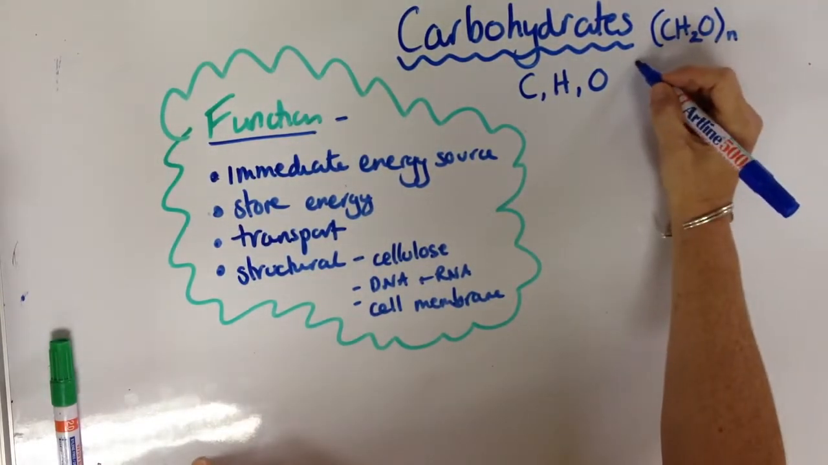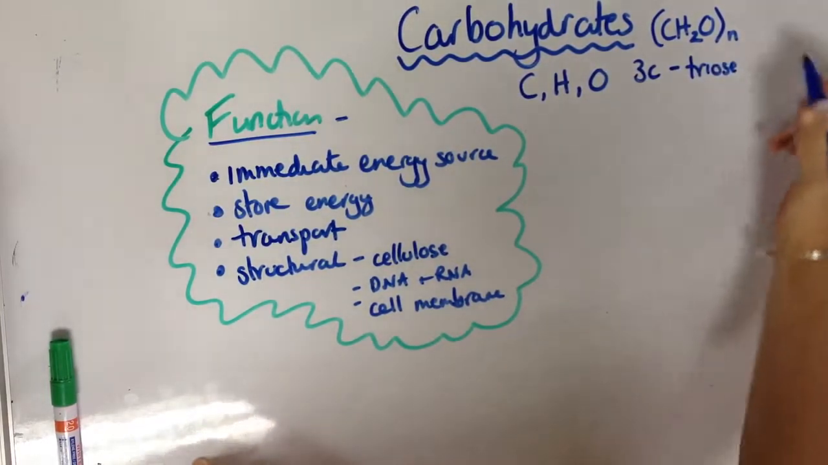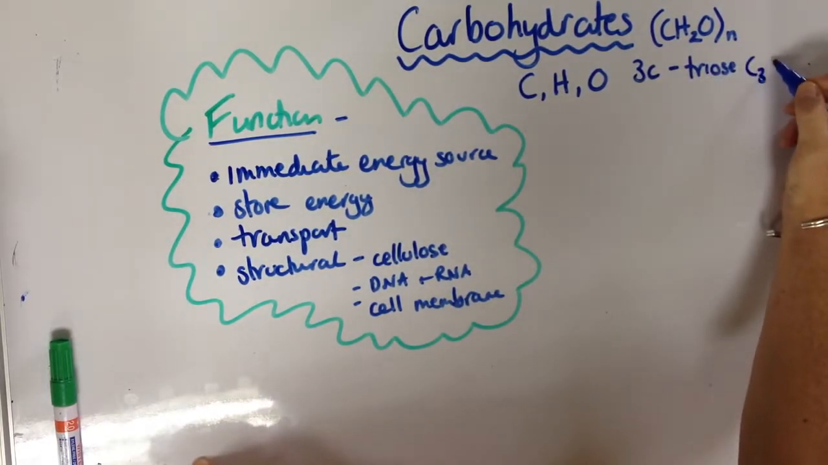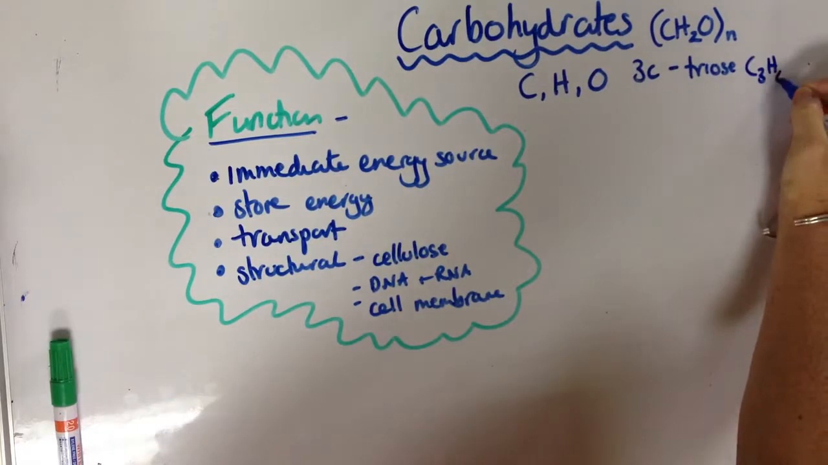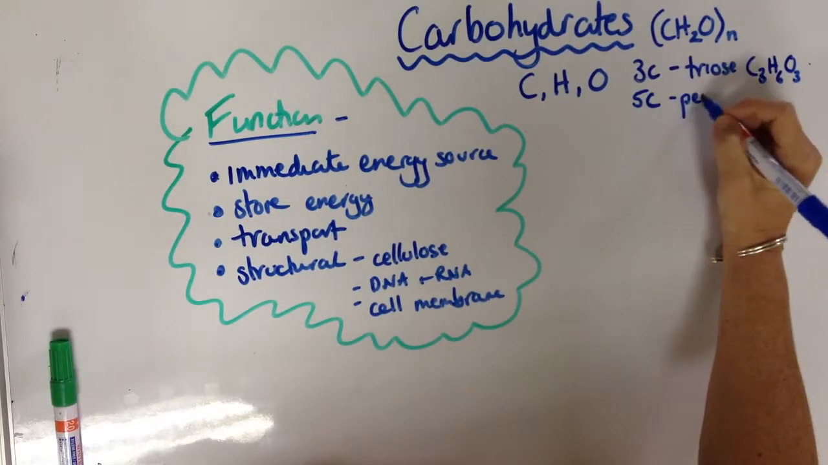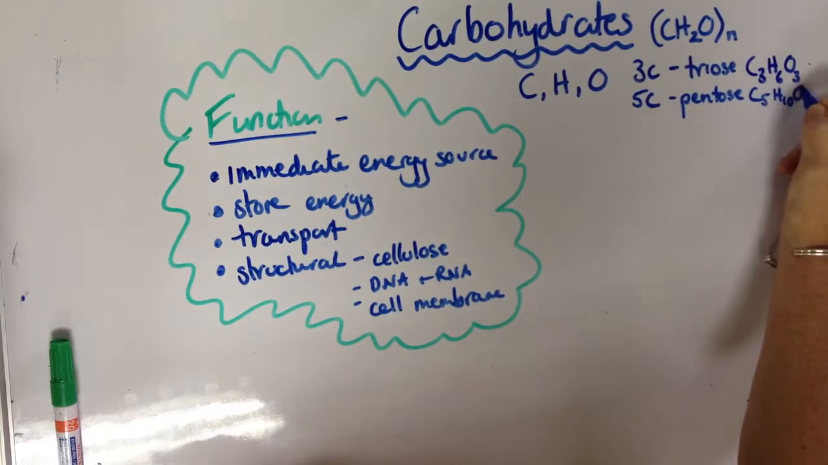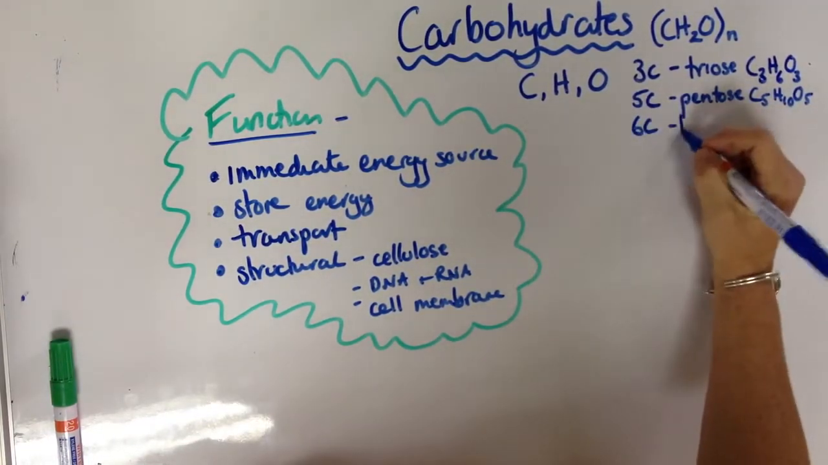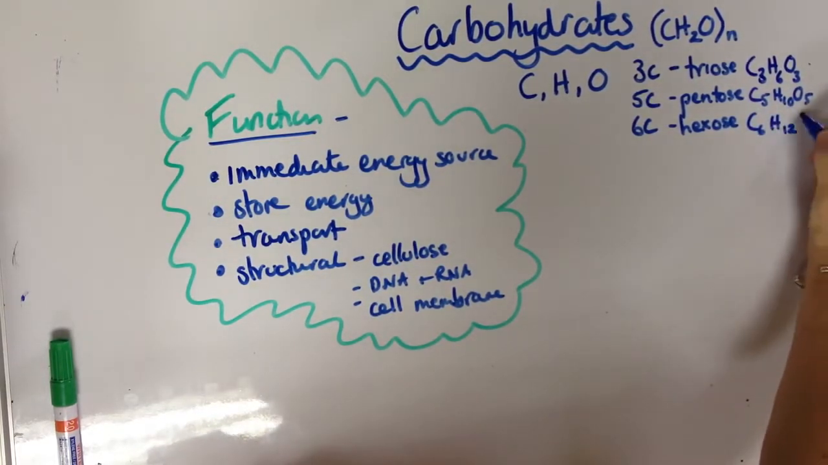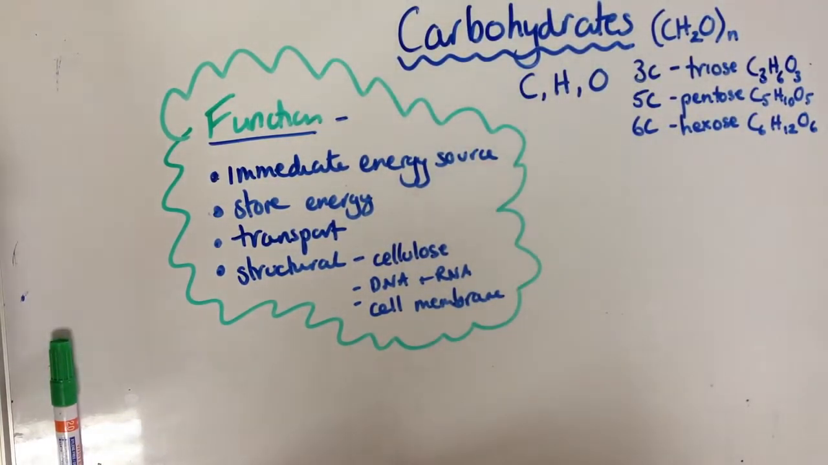Where you have 3 carbons, we have what we call a triose sugar. If we put the 3 into our formula, we would have a chemical formula of C3H6O3. Our 5 carbon sugars are pentose sugars, and these would be C5H10O5. And our 6 carbon sugars are hexose sugars, and this one you should automatically remember from your GCSE. You'll recognise that one.